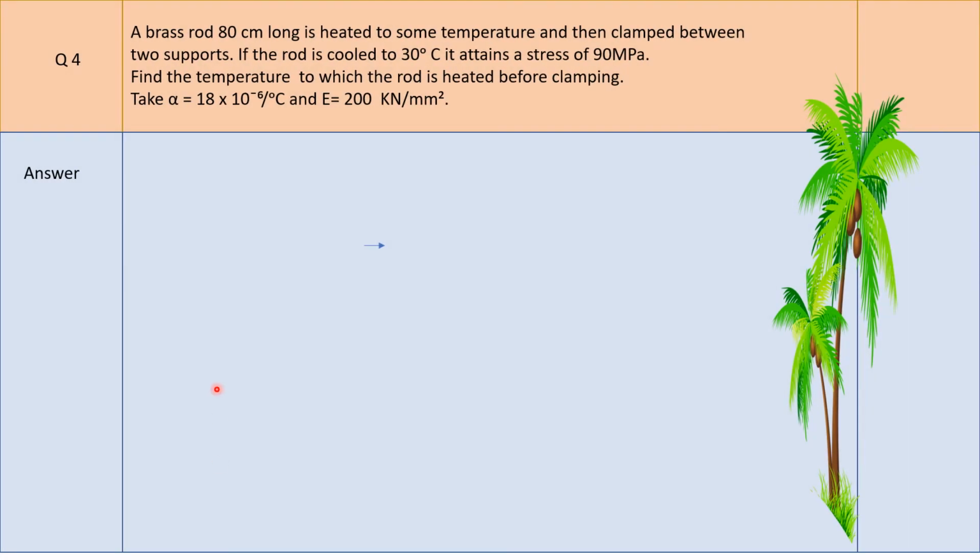A brass rod 80 centimeter long is heated to some temperature and then clamped between two supports. If the rod is cooled to 30 degrees Celsius, it attains a stress of 90 megapascal. Find the temperature to which the rod is heated before clamping. Alpha is equal to 18 into 10 raised to minus 6 per degree Celsius and E is equal to 200 kilonewton per mm square.